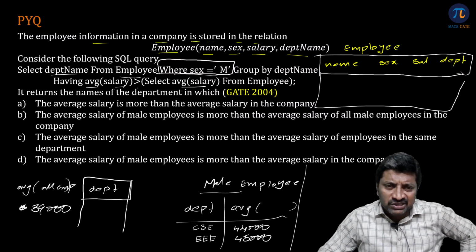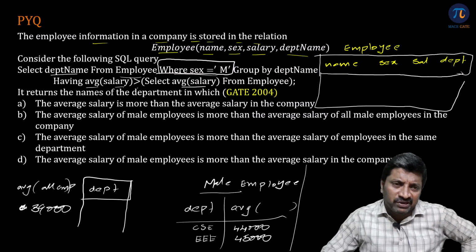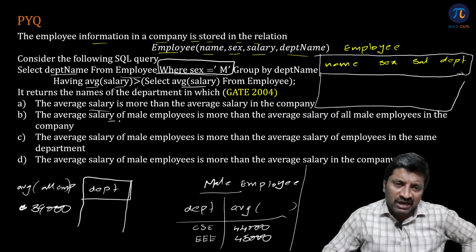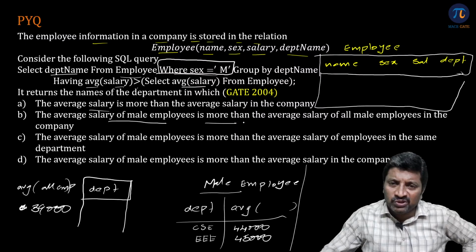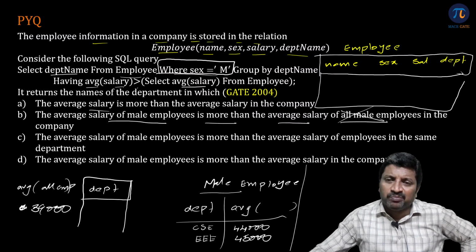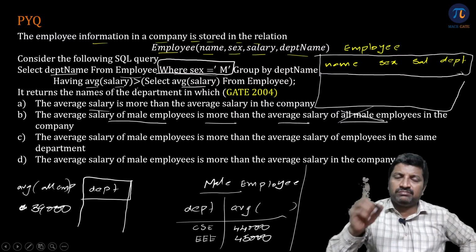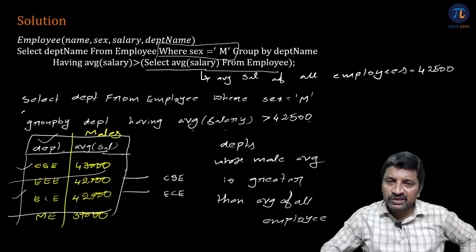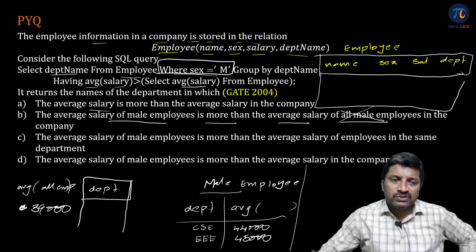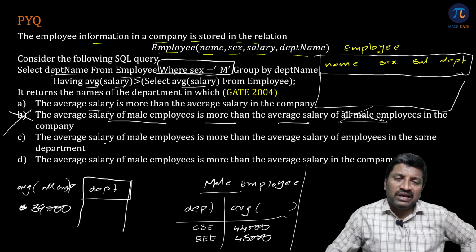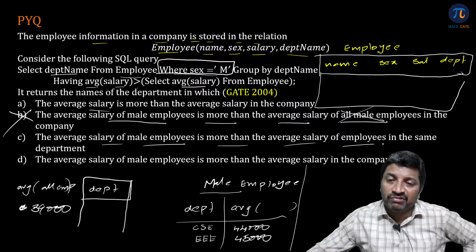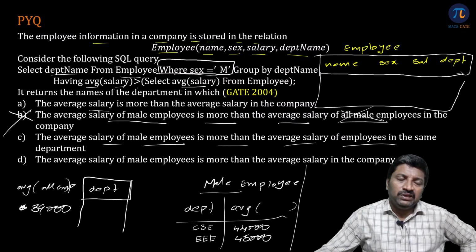Whose average salary is more than the average salary in the company? It's not the average salary of all, sir. Average salary of male only. Average salary of male employees is more than the average salary of all male employees. It's not like all male employees. To find that 42,500, you are not filtering any records. So this is also not correct. The average salary of male employees is more than the average salary of all the employees. Hope you understood it.